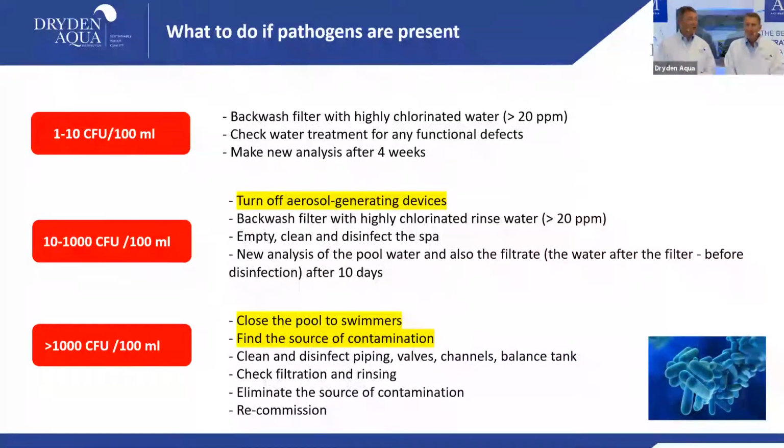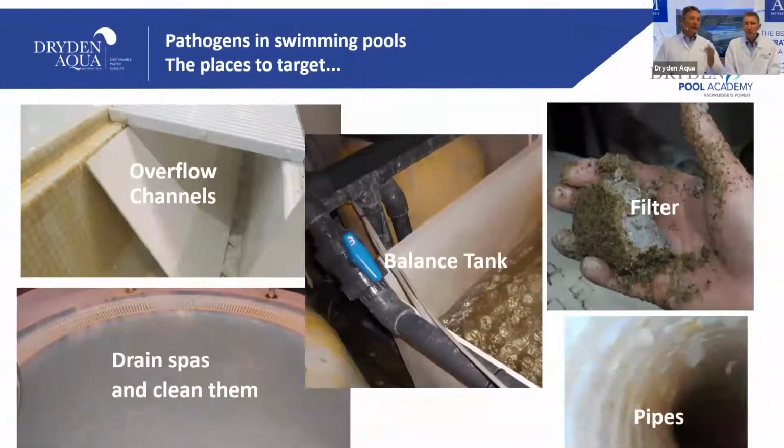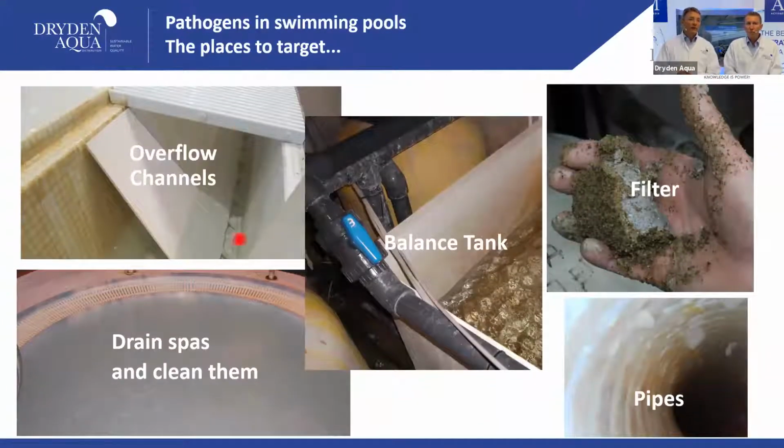So let's have a look at how you do that. You know, this is typical. I would start like this. I would go to the overflow channels. Here you see already biofilm. So remove this biofilm. How do you do this? I mean, you can brush it. You can clean it with bleach or with chlorine dioxide. That would be good. Or a combination of these. But this biofilm has to go away.